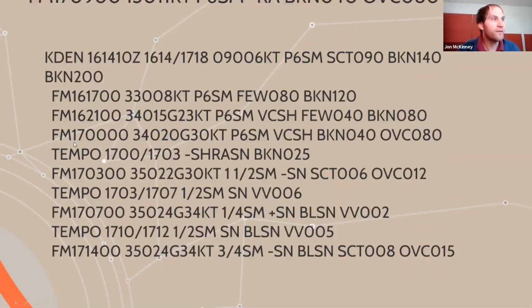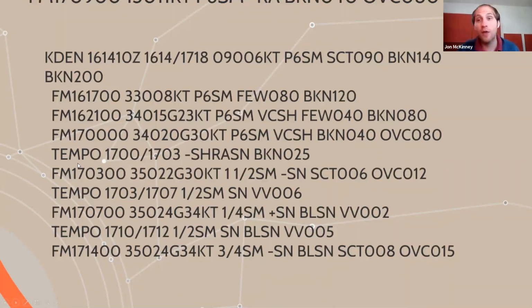Now we're going to see the forecast between the 17th day, 00 Zulu, until the next FM block, which will be the 17th day at 03 Zulu. So this is a 3-hour window. During that 3-hour window, the forecast is 340 true winds, 20 gusting 30 knots, greater than 6 miles visibility, showers in the vicinity, broken clouds 4,000 AGL, overcast clouds 8,000 AGL.